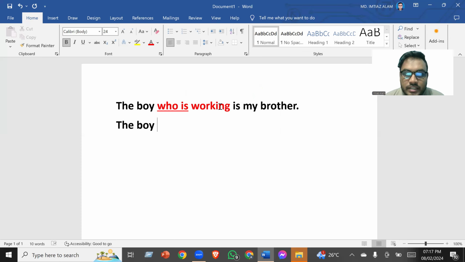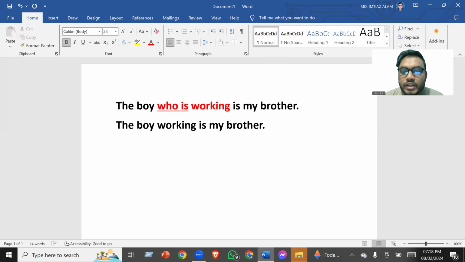So when you see the sentence being active, then you have to transform the verb into ing. Okay? I'm saying again, when you see the sentence being active, that means the subject is doing the verb by himself. So at this time, you have to delete this relative pronoun and the auxiliaries, and then you have to make the verb ing. So the answer will be the boy working is my brother. So this is the answer.